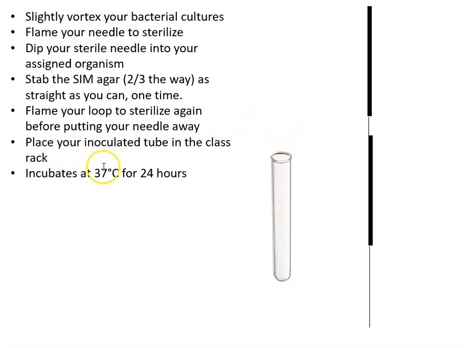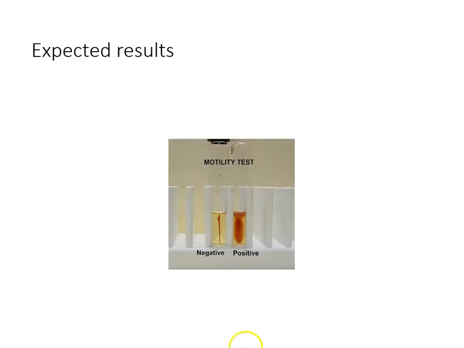And then you incubate it at 37 degrees, body temperature, for 24 hours. And this is what you get. A negative test is this straight stab down, whereas positive, you can see that organism grew away from that initial stab. So that's a very easy way to determine. And that's it for the motility test.